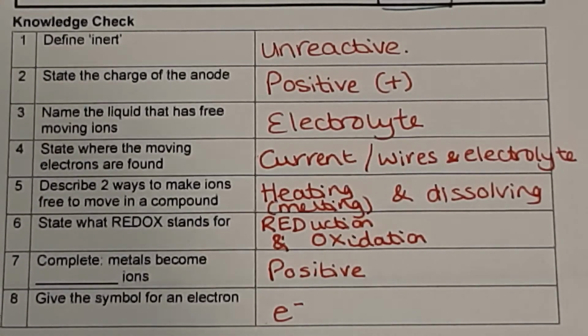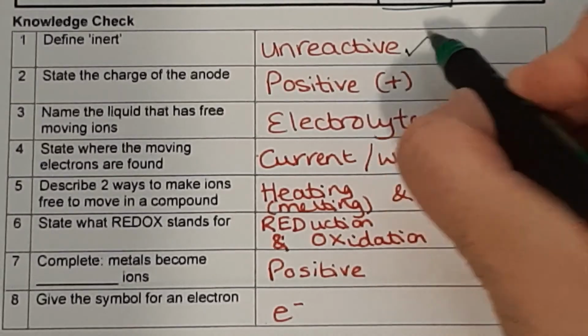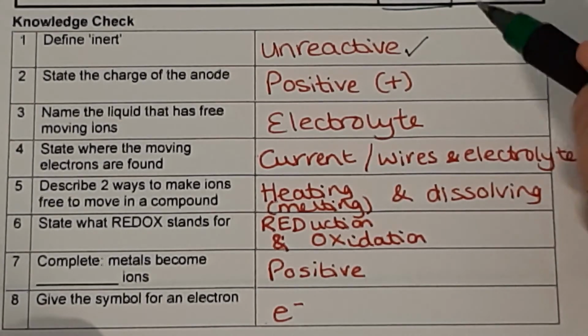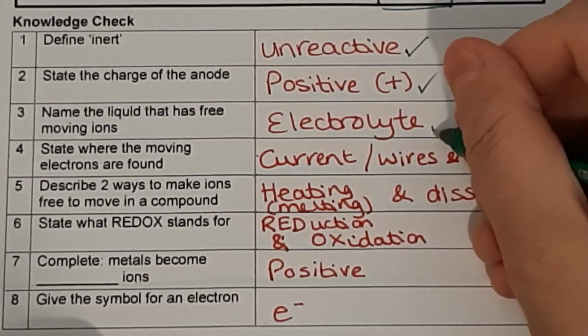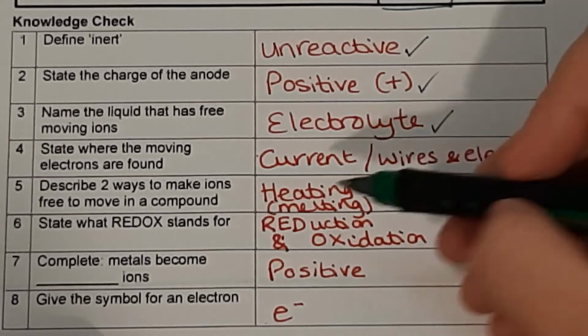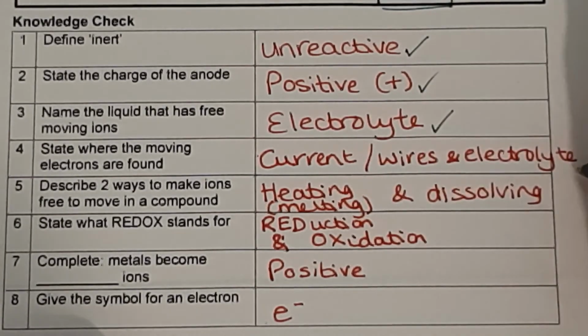Question 1, define inert. Well, it means unreactive or non-reactive. State the charge of the anode, that's positive or plus. The liquid that has free moving ions is electrolyte. The moving electrons are found either as a current or in the wires in electrolyte. So either of those is fine. You get 1 mark maximum for this question.